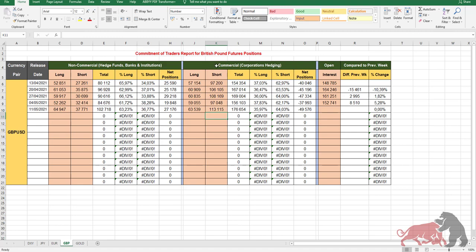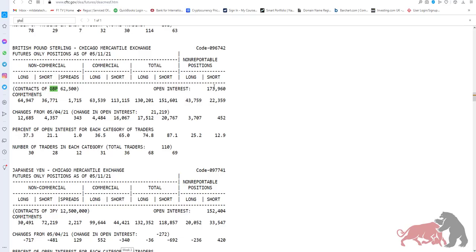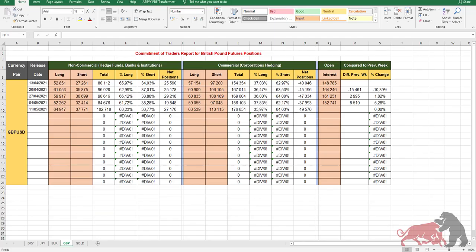So meaning we're looking for price to trade into premium on pound, of which we are going to be selling the pound, because this is a big increase in their net short position. So let's see open interest. Open interest is sitting at 173,960. So that's a big jump in open interest of plus 21,000 positions. That's an increase of 39.89%.